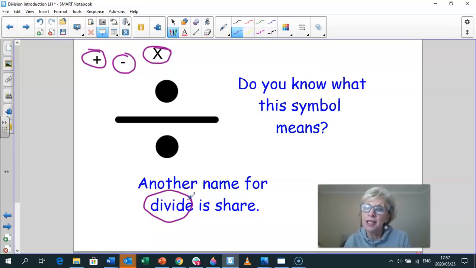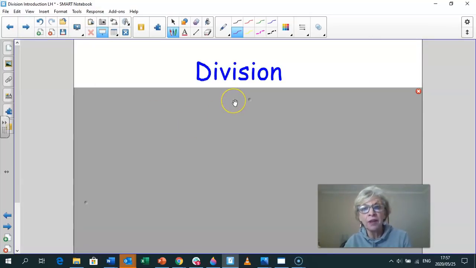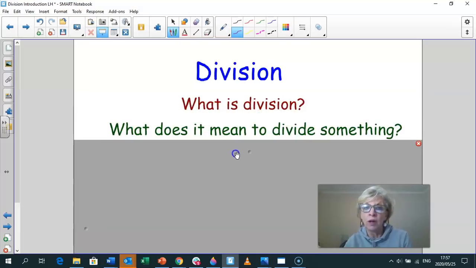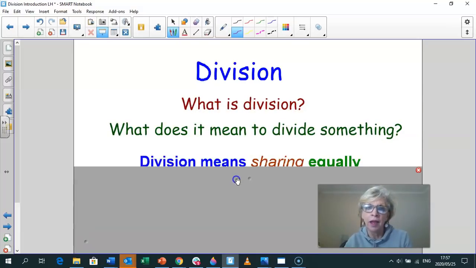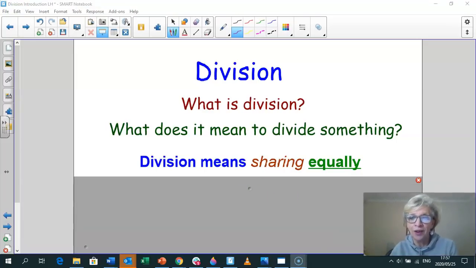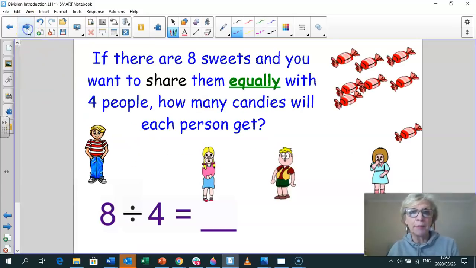It's the symbol that tells us that we need to divide something or share it. That's another name for divide. It is a synonym for divide. It's the same meaning. So if we're looking at division, what does it mean to divide something? Division means sharing equally, grade 3s. That's all you need to know, sharing equally.